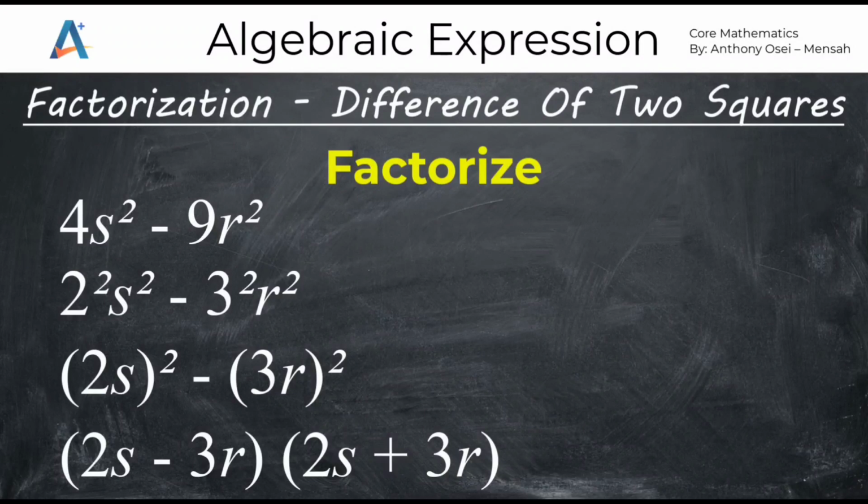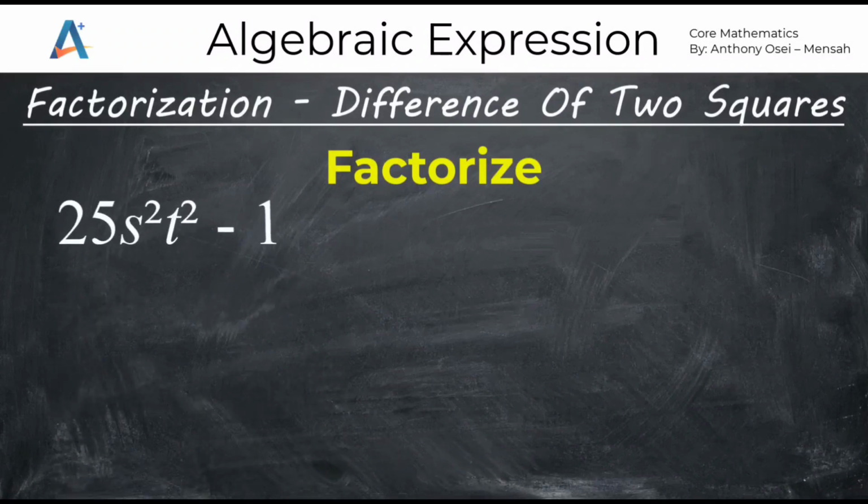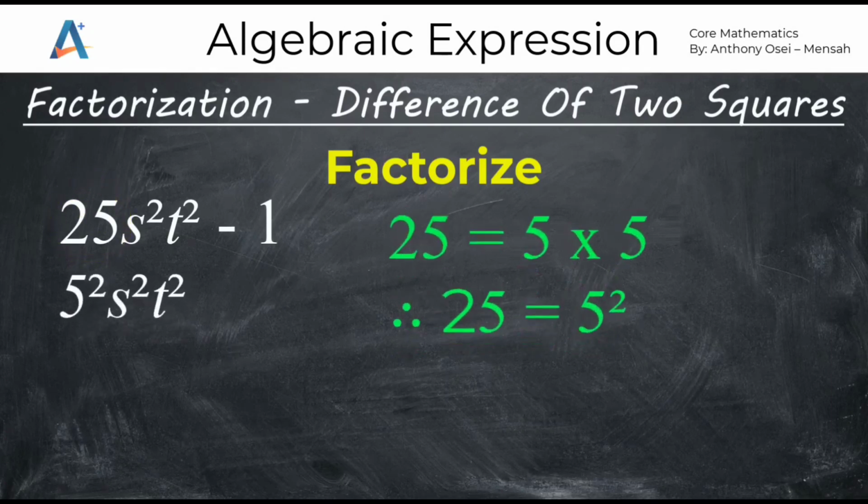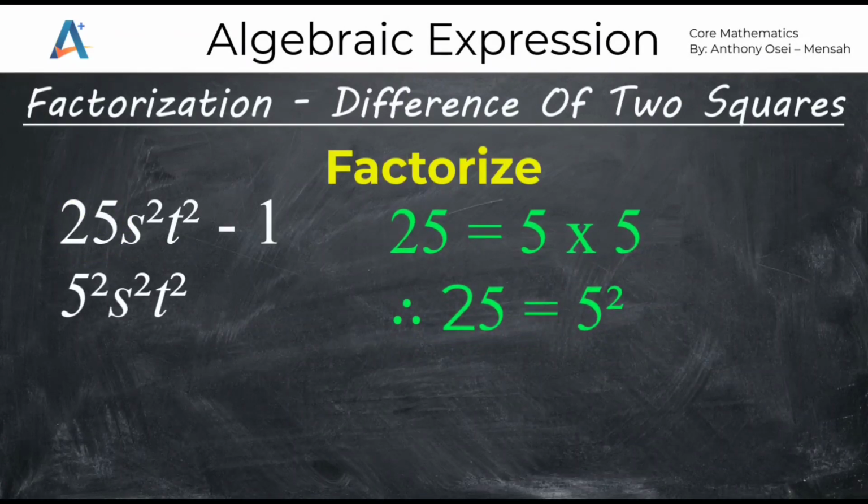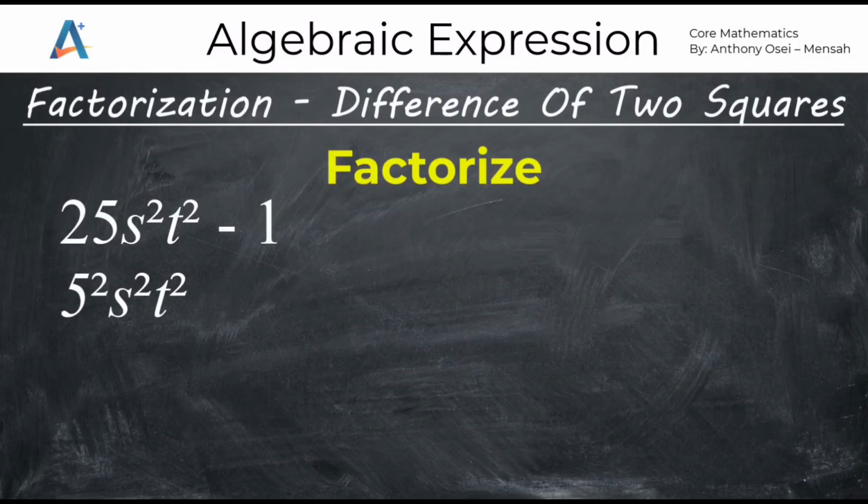Question number 8 says factorize 25s squared t squared minus 1. This is still an example of difference of 2 squares. Let's just convert it into a more visible question on the difference of 2 squares. So 25 is a perfect square, so it will become 5 squared. Then we have s squared with a t squared. Minus 1 is also a perfect square, which is still 1 squared. That is the meaning.